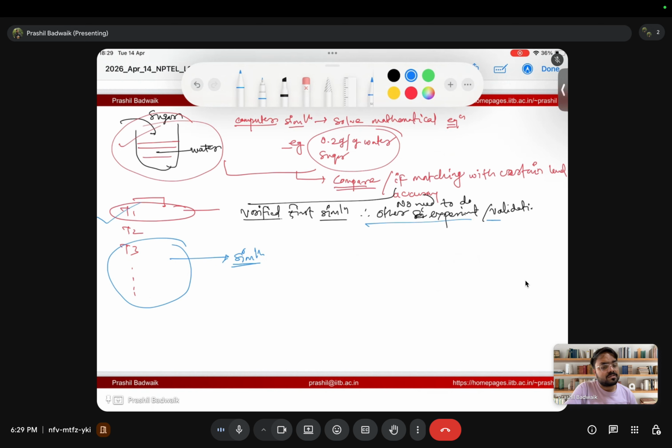So we have to replace the experiments with the simulations. We have to help the experimental team to save time and money, right? That's where we have to do this thing. Now with this background we will be solving the questions.